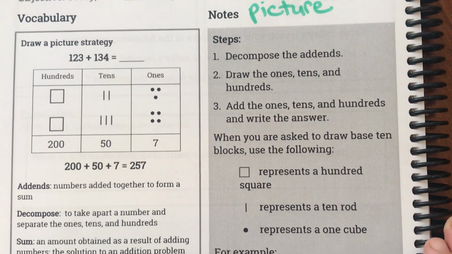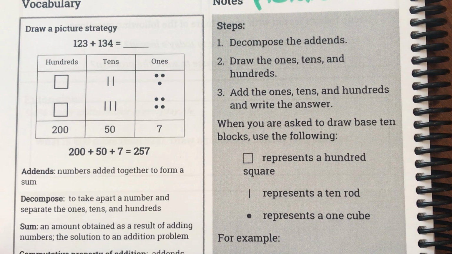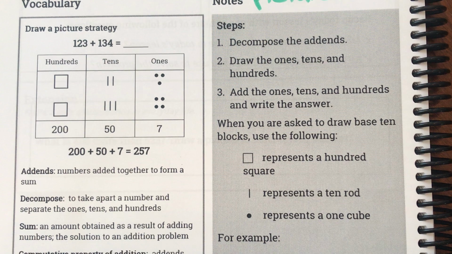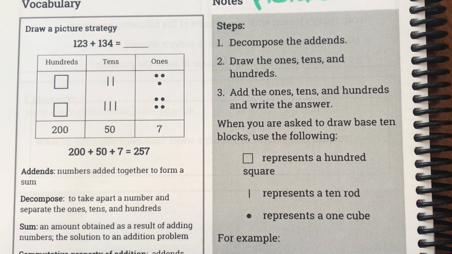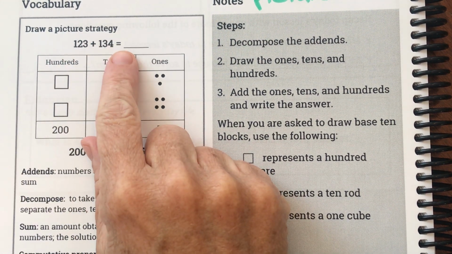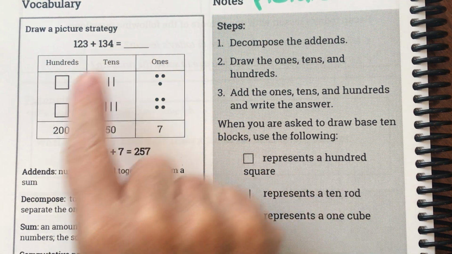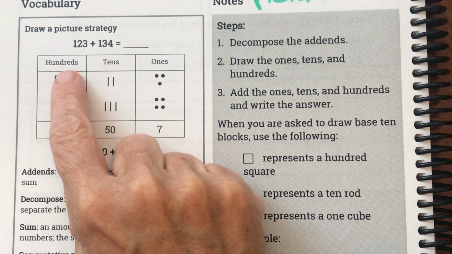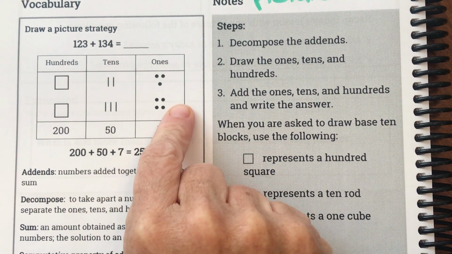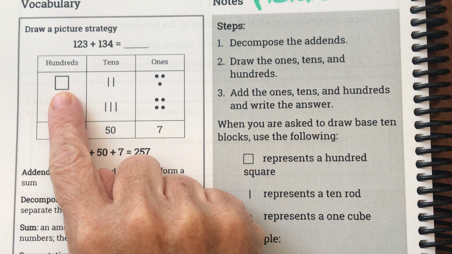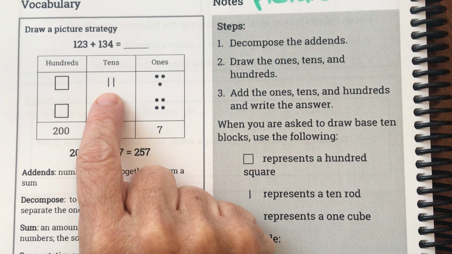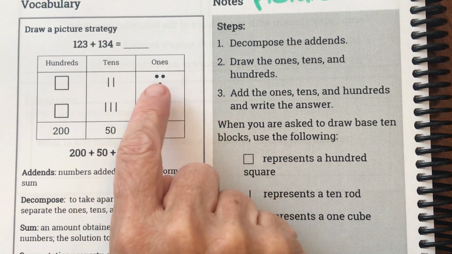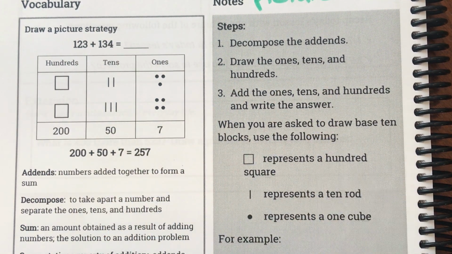Let's look at our vocabulary. When they say draw a picture, what we're going to be using is base 10 block pictures. So we're going to be drawing our add-ins in a place value chart using, these are called base 10 blocks. So we have our hundreds, our tens, and our ones. Our hundreds are represented by squares. Our 10 rods are represented by a vertical line, and then dots represent our ones. So this is called our draw picture strategy.